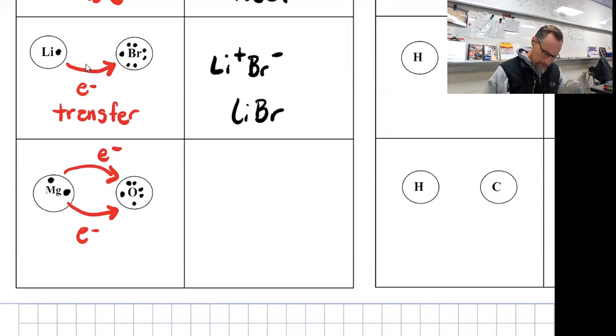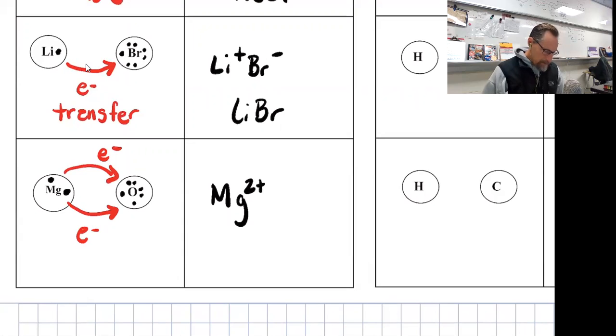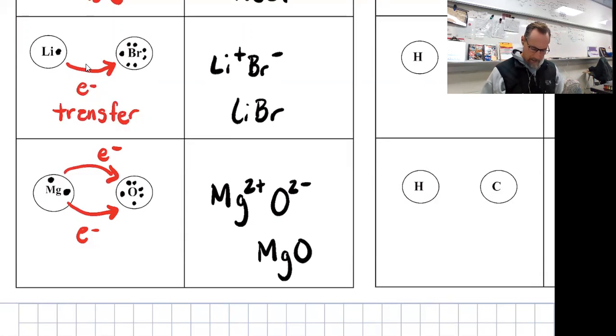And so my ionic charges are going to be 2 plus for magnesium, and my oxygen is going to be 2 minus. But because the ionic charge still needs to be 0, I can see for magnesium, I'm just going to need 1 of those for my oxygen on that.